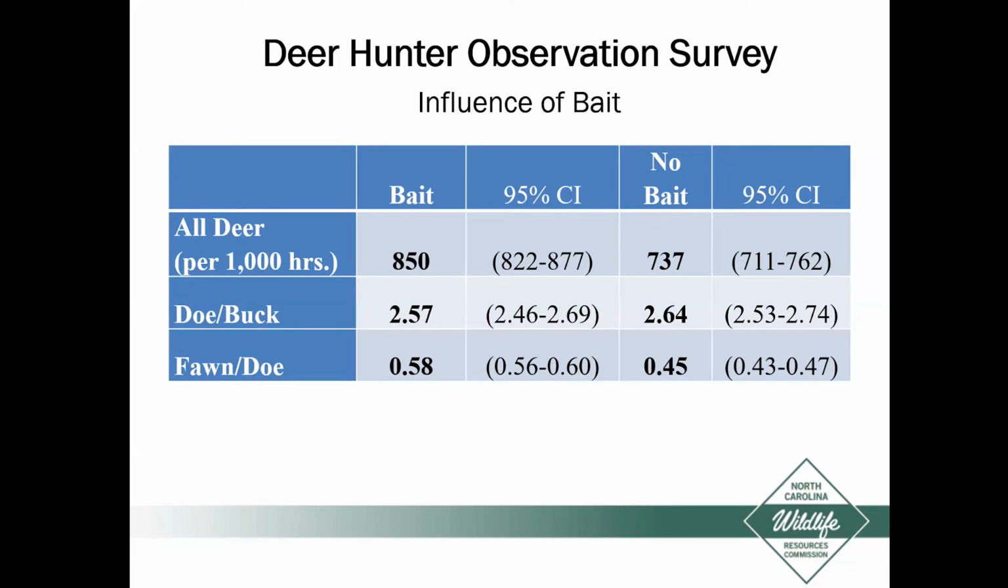An example of a bias in this data set would be the use of bait. We know that most deer hunters hunt over bait, and we know that can influence our observation rates and also our observation ratios. It increases the deer seen per 1,000 hours and also inflates that fawn to doe ratio. I don't think this means that we have higher recruitment in areas that are baited. I think this means that fawns visit bait piles at a higher frequency than does do.